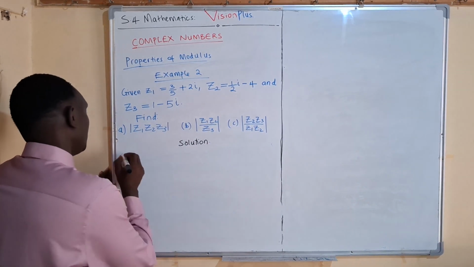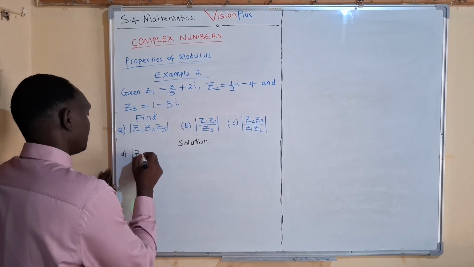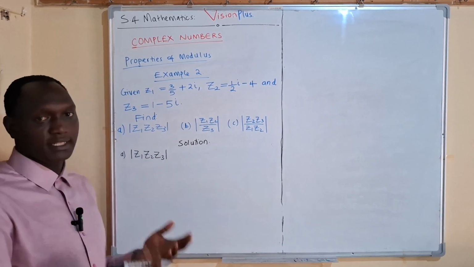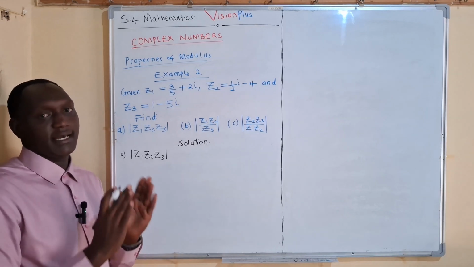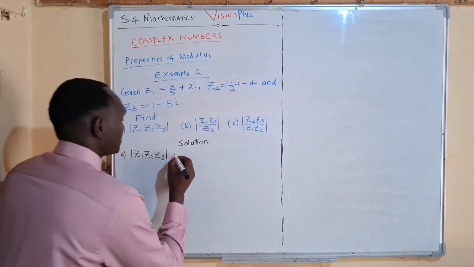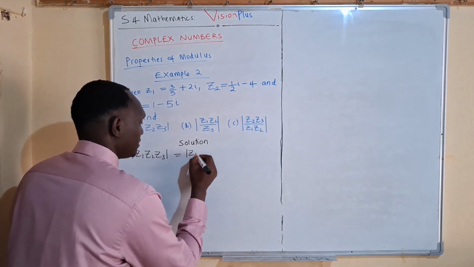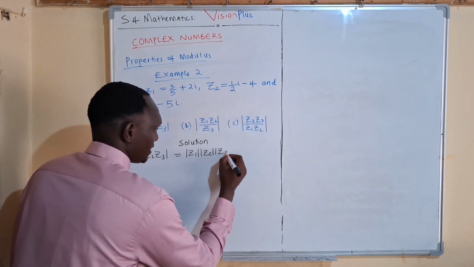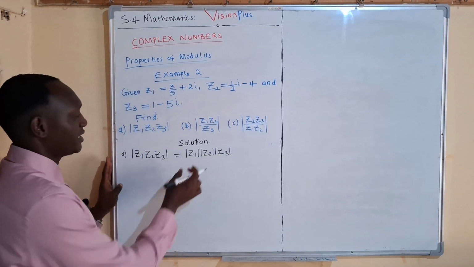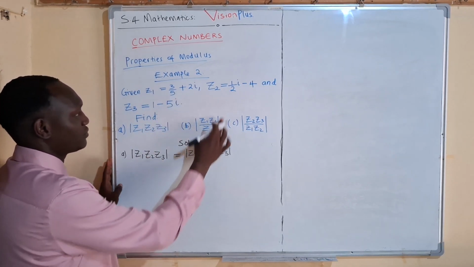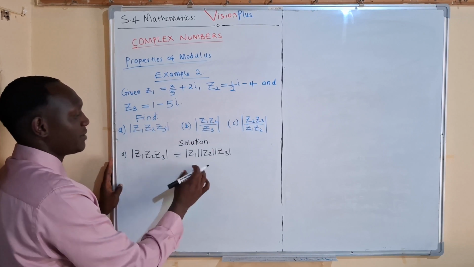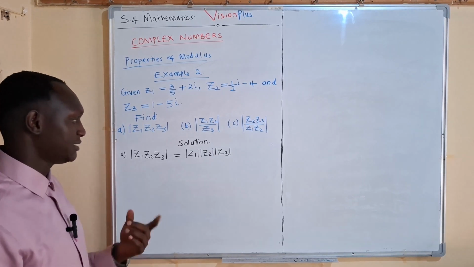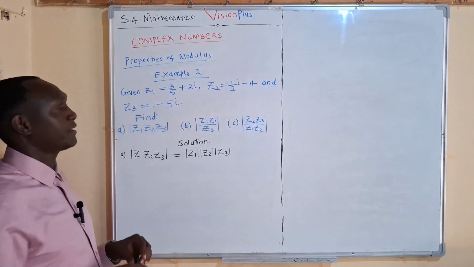remember, we said under properties of modulus that if we are given Z1, Z2, Z3, it doesn't matter how many they are, as long as they are being multiplied and they are under one magnitude, this is the same as the magnitude of Z1 times the magnitude of Z2 times the magnitude of Z3. So your task is simply to find the magnitude of Z1, the magnitude of Z2, the magnitude of Z3, and then multiply those magnitudes that you have got. That is when we apply the property of modulus.